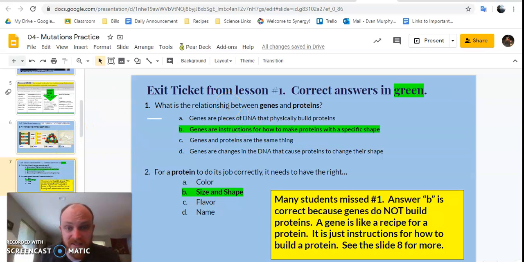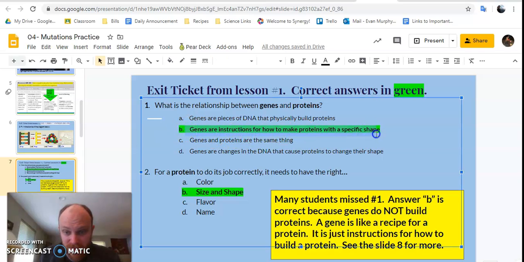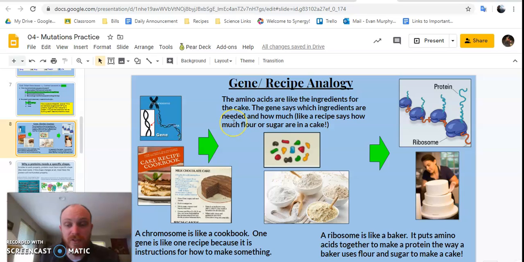Here's another part of that exit ticket. The big thing here is that B is correct. Genes are instructions for how to make proteins with a specific shape. They don't actually physically build proteins. Let me go on with that here. I put this analogy in for you guys based on what I saw from that exit ticket question. A chromosome, which is those big molecules of DNA, they look like little X's. Here's a picture of them up here. They're like a cookbook. A gene is like one recipe in that cookbook. And a gene is a recipe for how to build a protein. They don't actually build the proteins. The genes don't build the proteins. They are a recipe for how to build the protein. So the amino acids are like the ingredients of a cake.